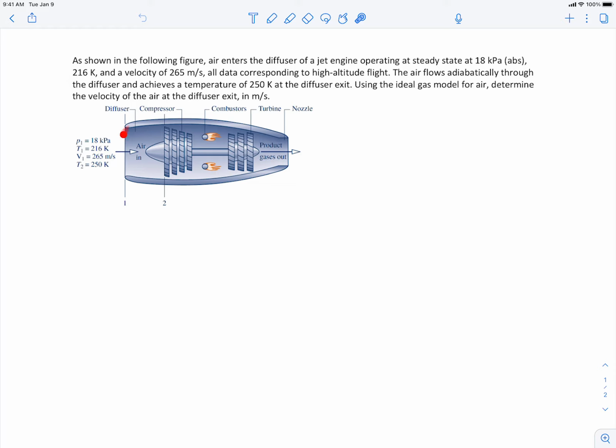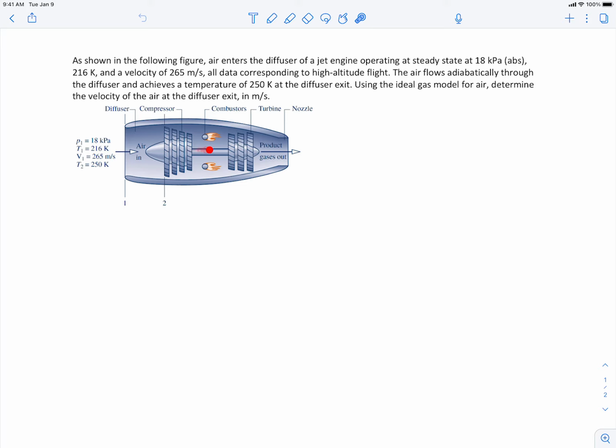So the diffuser is just the inlet part here. It's right before we go into the compressor. So the diffuser is just from 1 to 2 here. And we're given the temperature at 2. Using the ideal gas model for air, determine the velocity of the air at the diffuser exit. So we want to find V2 here.